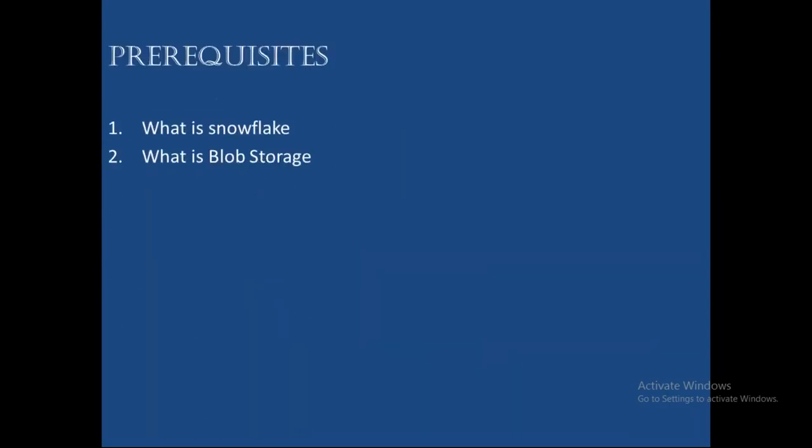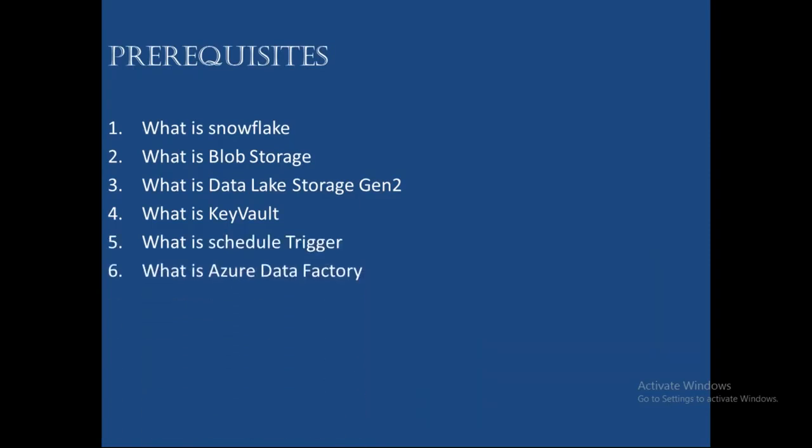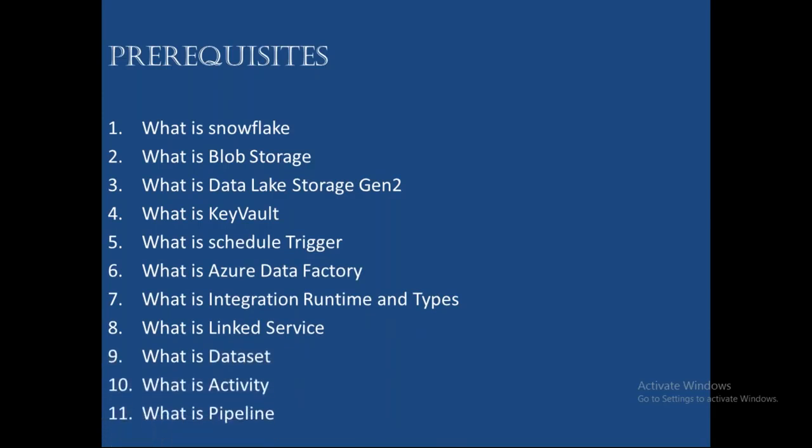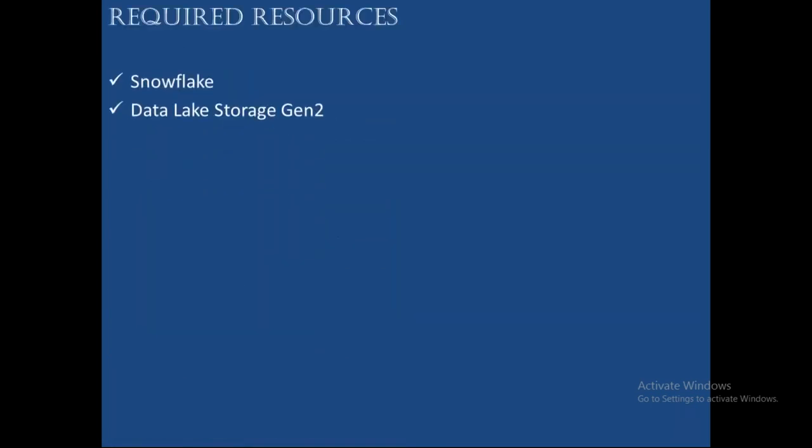Prerequisite, we should have knowledge of Snowflake, Blob storage, ADLS Gen2, Key Vault, scheduled trigger, Azure Data Factory, integration runtime types, linked service, dataset, activity and pipeline. So all these things we are aware of. So let's go to required resources. Snowflake we are going to create, then data lake storage Gen2, Blob storage, Key Vault, and Azure Data Factory V2. So let's go and create a Snowflake first.